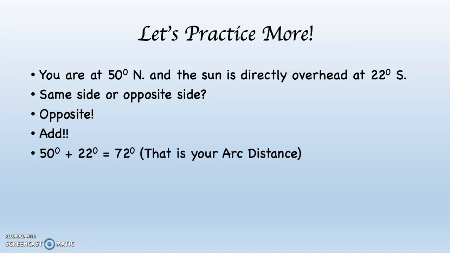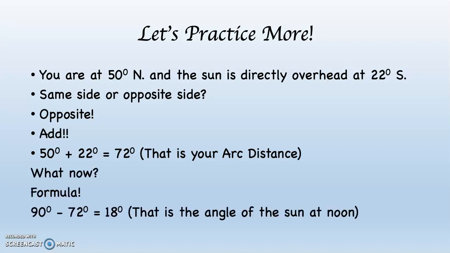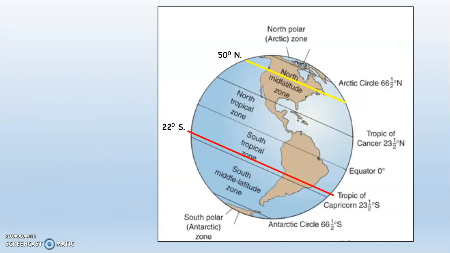Answer is opposite. What do you do when you're on the opposite side of the equator from the subsolar point? You add. 50 plus 22 is 72. That's your arc distance. You're not done yet because you have to plug the 72 into the formula. So what now? The formula, which is 90 minus 72, is 18. So that means that if you were at 50 degrees north and the sun was directly overhead at 22 degrees south, on that day, the sun would be 18 degrees above the horizon at its highest point in the sky, its zenith.